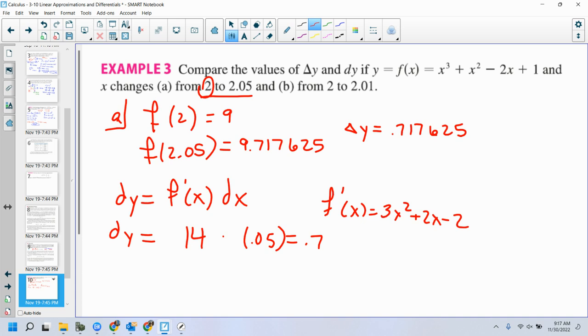Pretty darn close. We'll pick up tomorrow with what happens if we make that differential on x smaller.